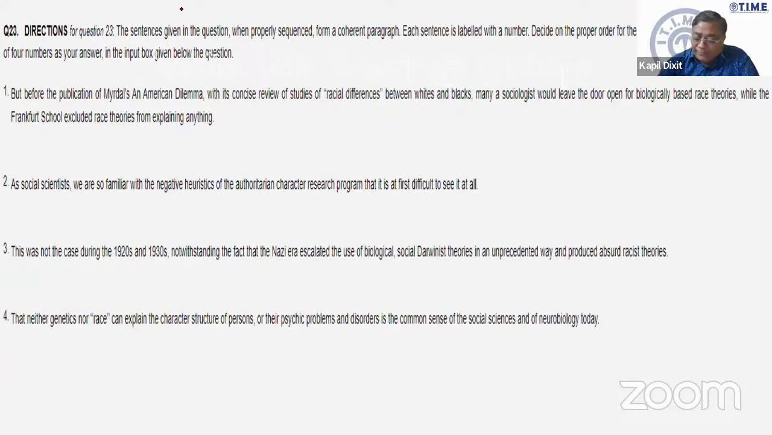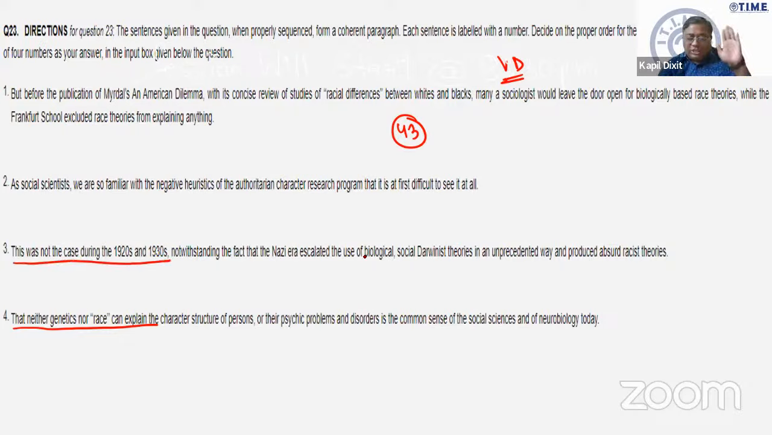Question number 23. Question number 23 was, I would say, categorized as a very difficult question. Very difficult question. The answer to this question can only be formed in one way, that I got a pair of 4-3: that neither genetics nor race can explain the character structure of persons, and link it with this was not the case during the 1920s and 1930s. So 4-3 is one connect that I got.